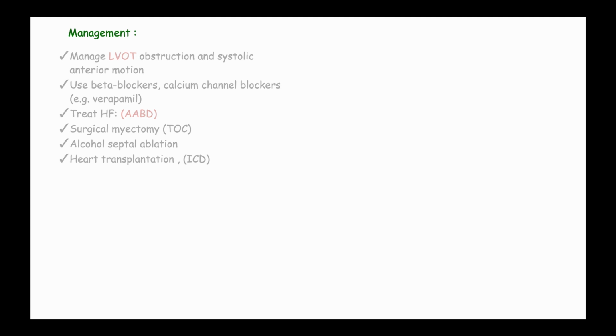Now, we need to also try and prevent complications such as the arrhythmias. And so what we have to do is to give antiarrhythmics for any atrial fibrillation. Then an example of what we can give is warfarin to prevent thromboembolism in these patients.